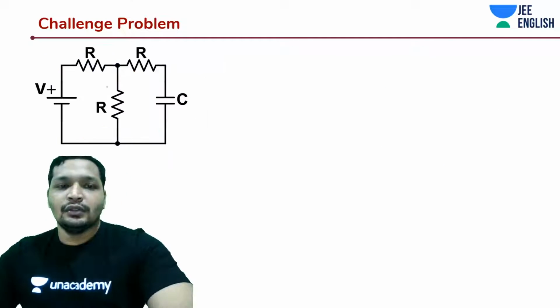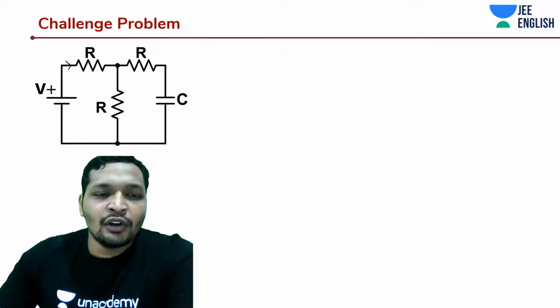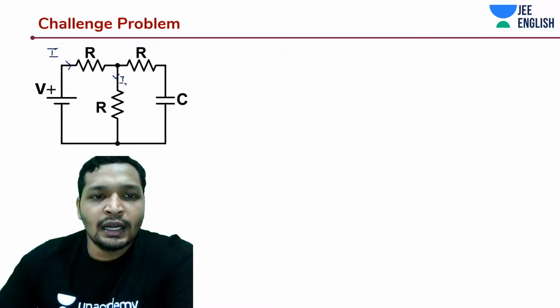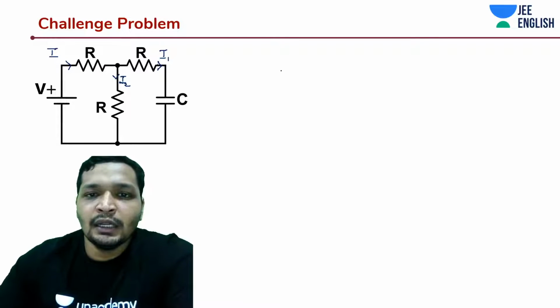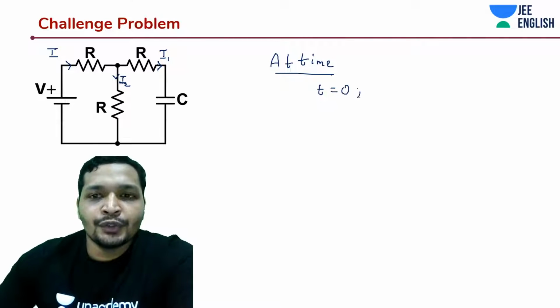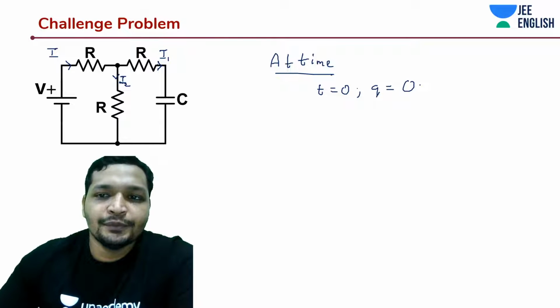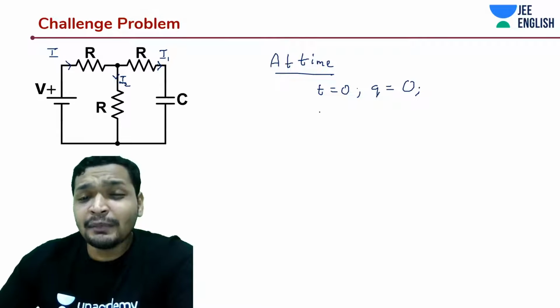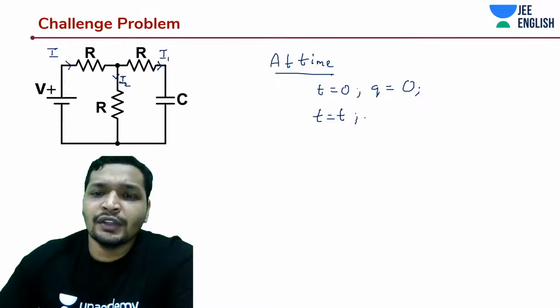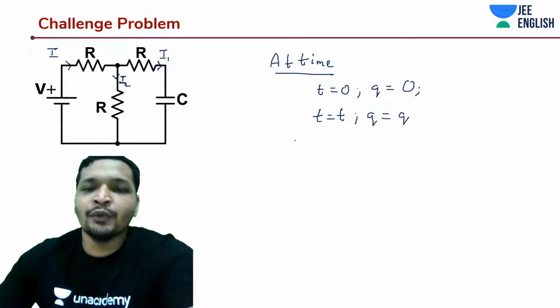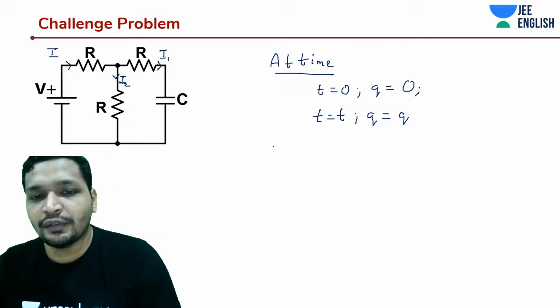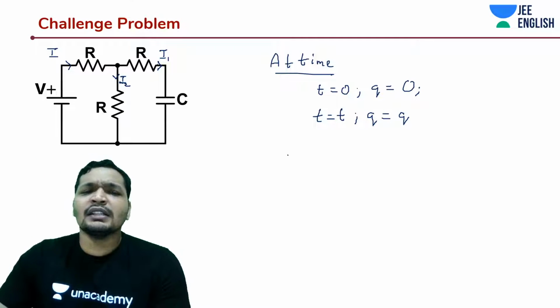What you're going to do is basically apply the junction law. This current I is flowing through this way. If this is I2 and this is I1, we are analyzing at some time. At time t is equal to 0, q is equal to 0, right? You know this. And at time t is equal to t, we are assuming some q is equal to q, just like how we did earlier, guys. That's why we did the derivation. I could have just directly told you the equations, but the derivation is necessary.